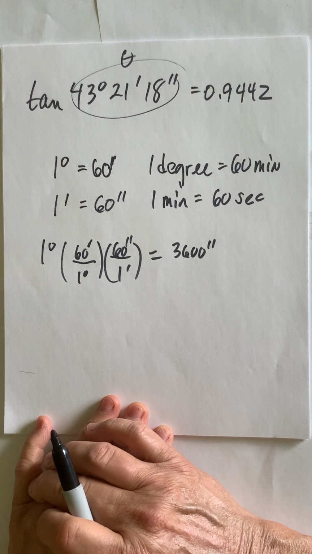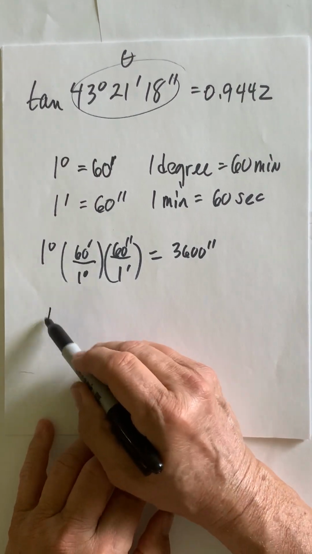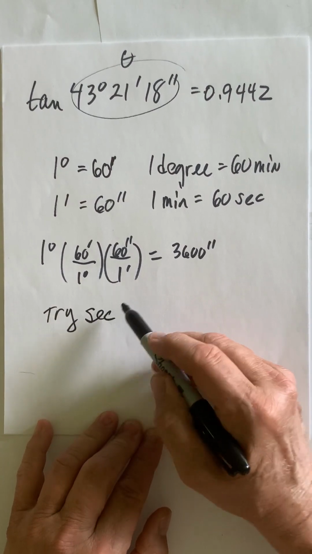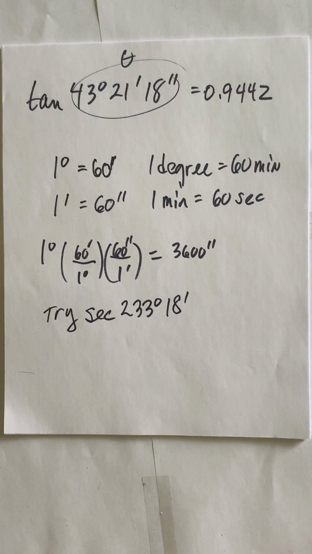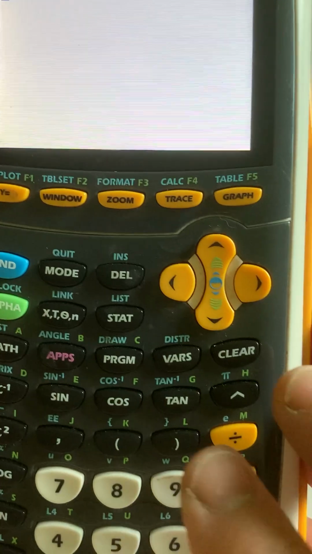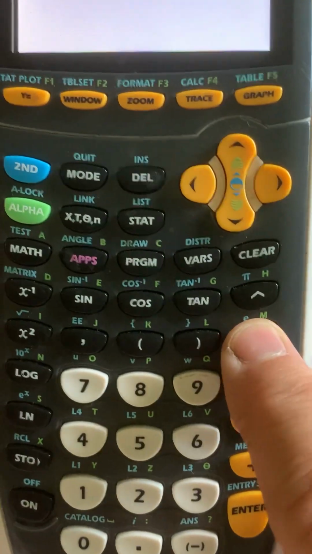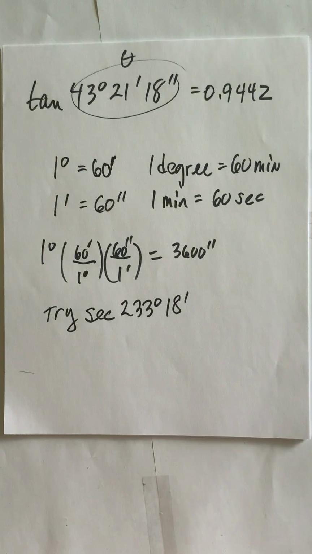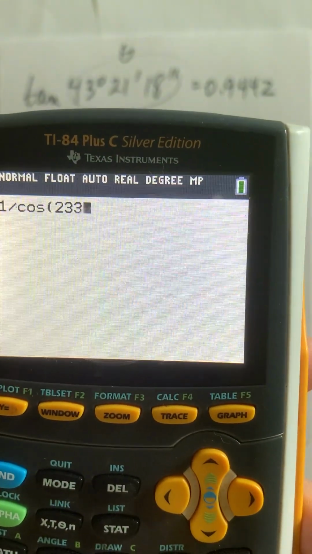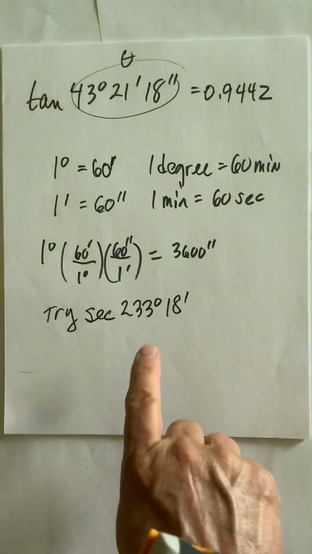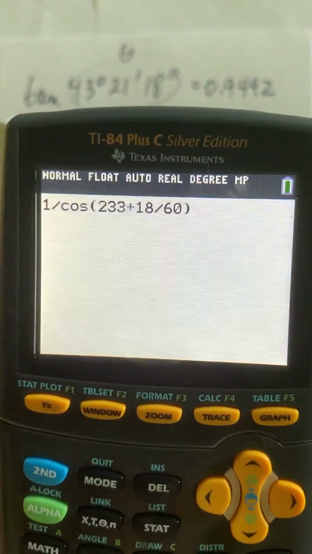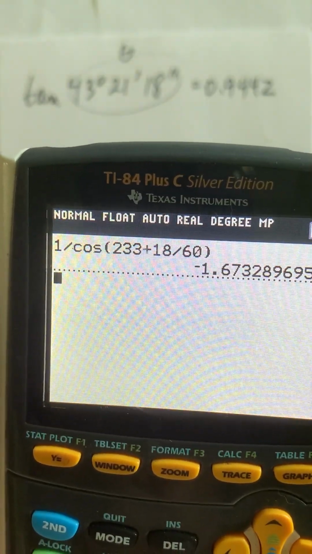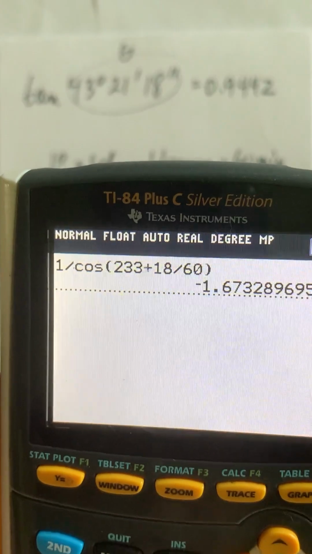And then, let me let you guys try one, just so you see what you get. Secant of 233 degrees and 18 minutes. See what you get. All right, so secant is the reciprocal of cosine, so I'm going to do 1 divided by cosine, and now I'll put the angle in: 233, that's the whole degree part. And then there's 18 out of what? 60, right?